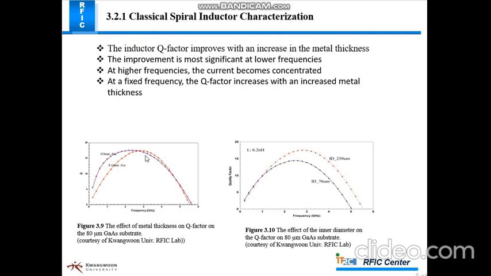The inductor Q factor improves with the increase of metal thickness, and the improvement is most significant at lower frequency. At higher frequency, current becomes concentrated. At fixed frequency, Q factor increases with an increased metal thickness. Figure 3.10 also shows the effect of inner diameter on Q factor. When inner diameter is increased, Q factor is also increased on gallium arsenide substrate.